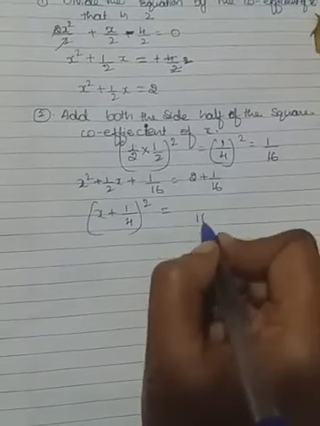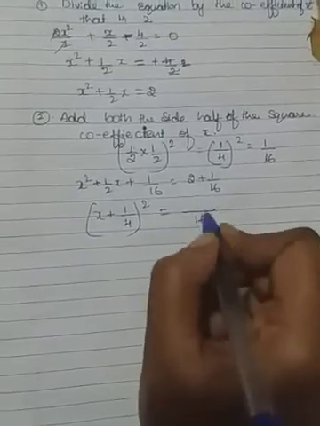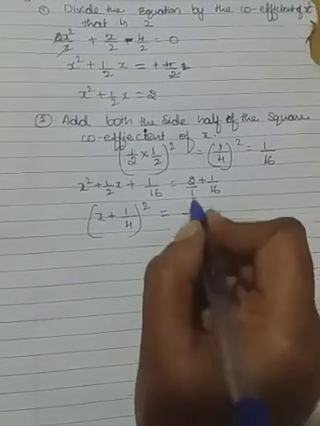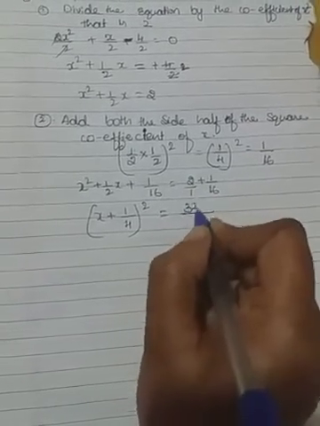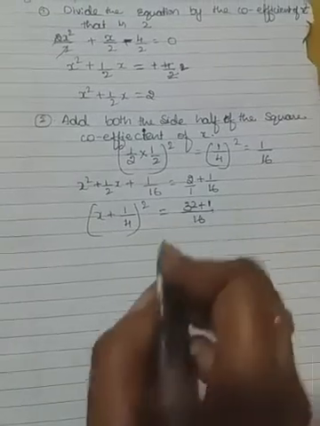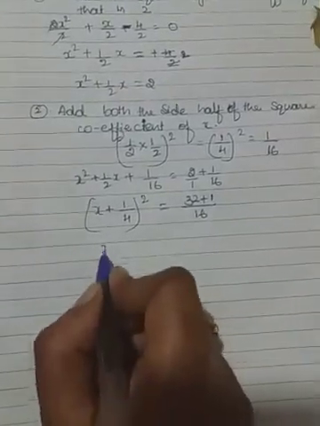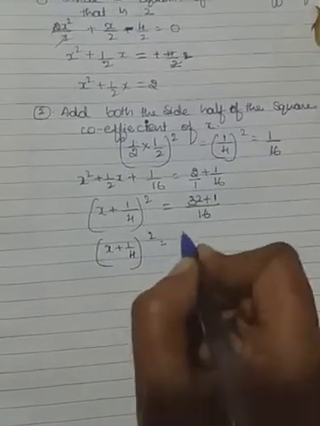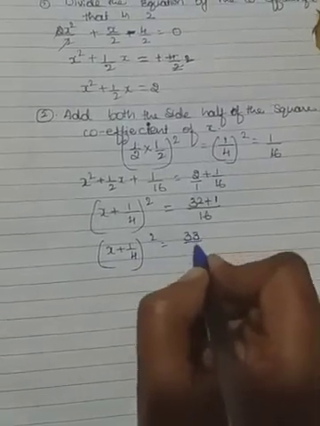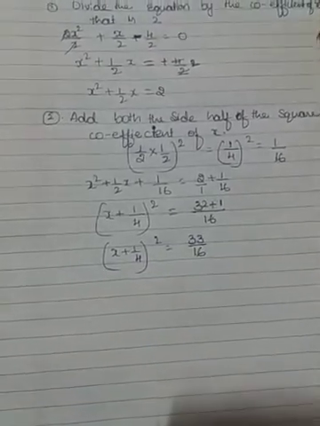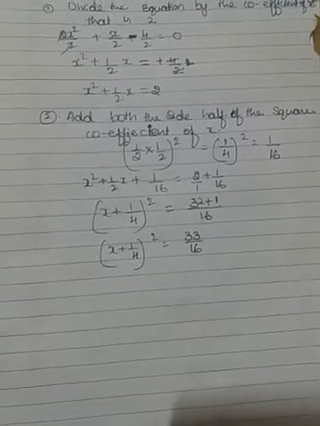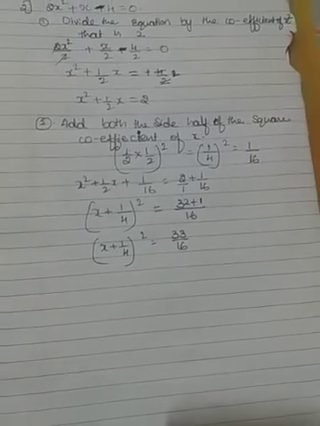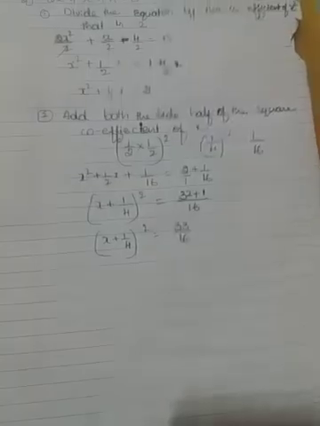So if you take 16 as the LCM here, 1 by 16 is 1 over 16, 16 into 2 is 32, plus 1. So next is x plus 1 by 4 whole square equal to 32 plus 1 is 33 divided by 16. So for 33 we will not get any square number. For 16 it is there, but for 33 it is not there.